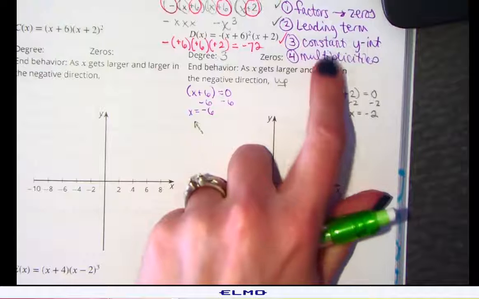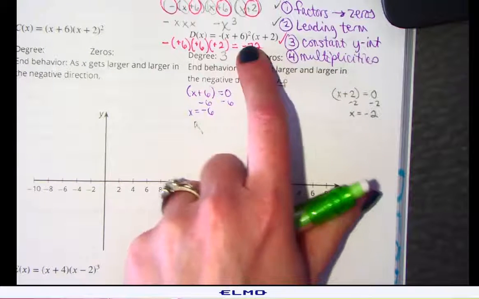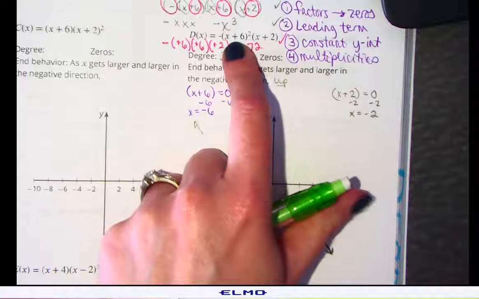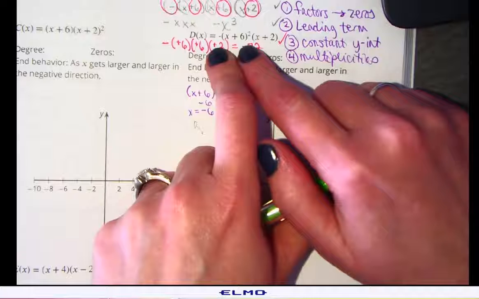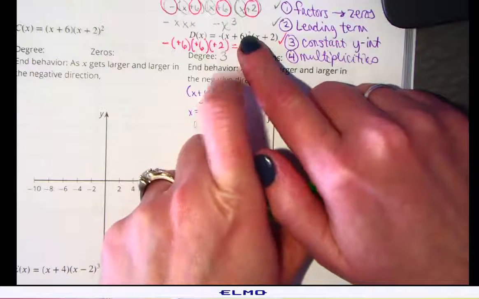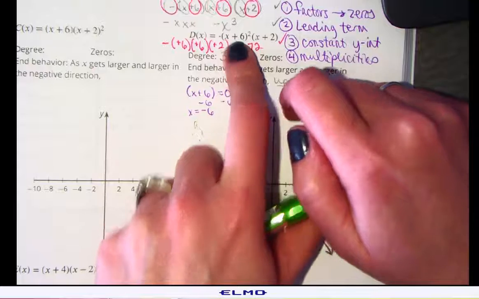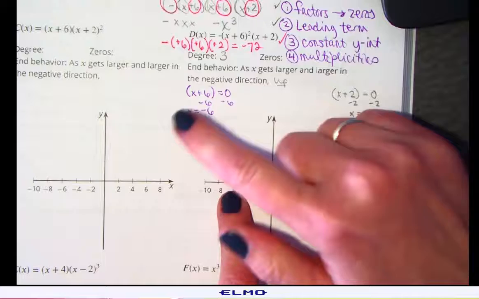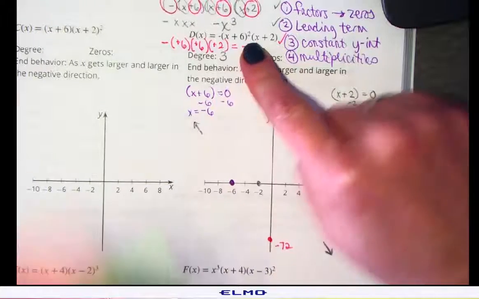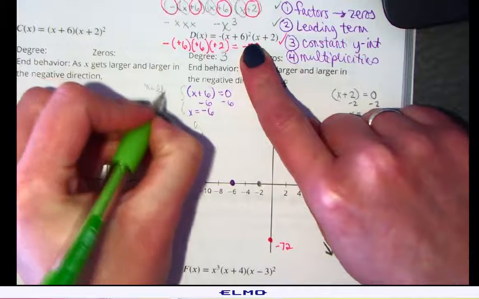Now the last thing I'm going to look at is the multiplicities. Remember that a multiplicity shows up like an exponent on a factor, so it's outside of a factor. This factor, which tells me that the negative 6 turned into a 0, has a multiplicity of 2 because it has a 2 in the exponent. So this one has a multiplicity of 2.